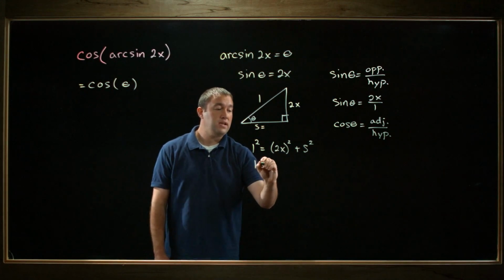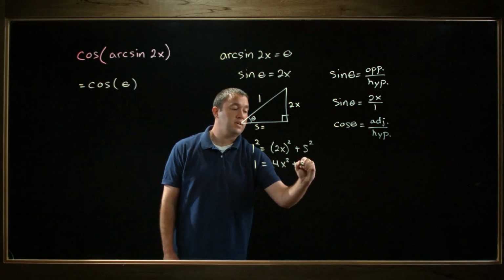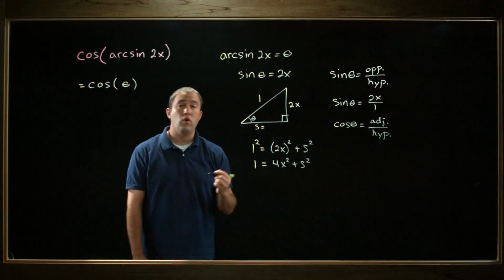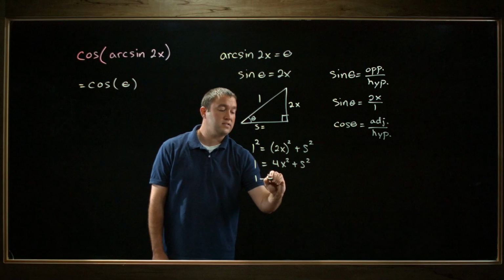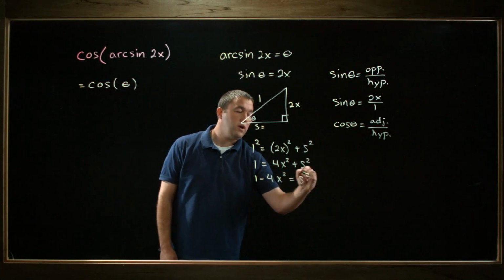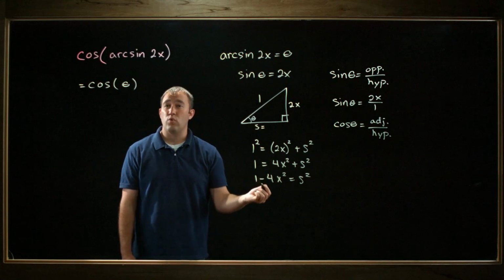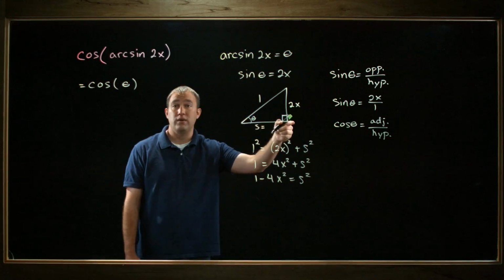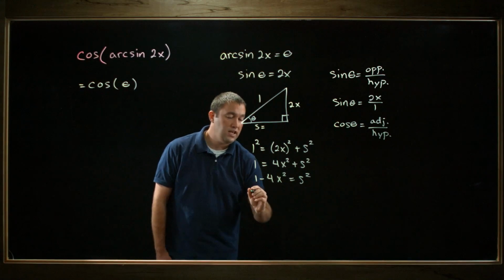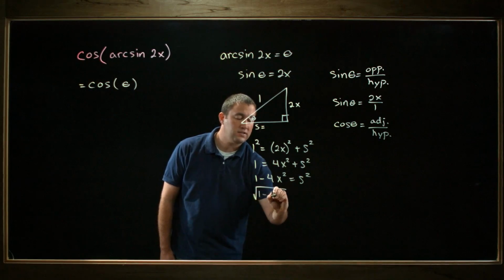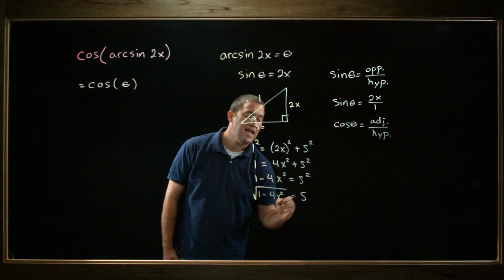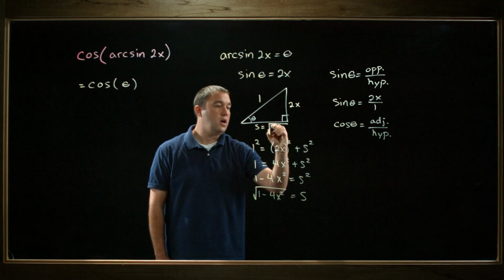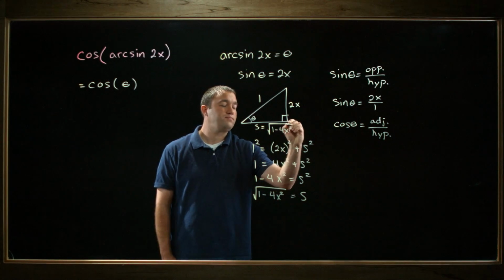If I simplify this, I have 1 equals 4x squared plus s squared. And I'm going to try to solve this for s. Let's see, I could subtract 4x squared from both sides, and I'll have 1 minus 4x squared equal s squared. And now I just need to take the square root of both sides. I don't have to worry about a plus or minus situation coming in here because this is a positive length right here. So I am just going to use the positive length. If I take the square root of both sides, s equals the square root of 1 minus 4x squared. And that's what I've got as my other side here.